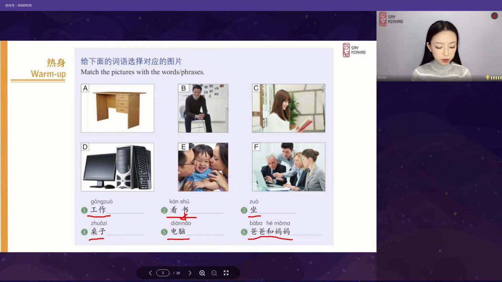And last one, really easy, 爸爸和妈妈. 爸爸, we know it means father. 妈妈 means mom, and 和 actually means and. So this means father and mother. Now let's try to fill in the blanks. I will give you 10 seconds.